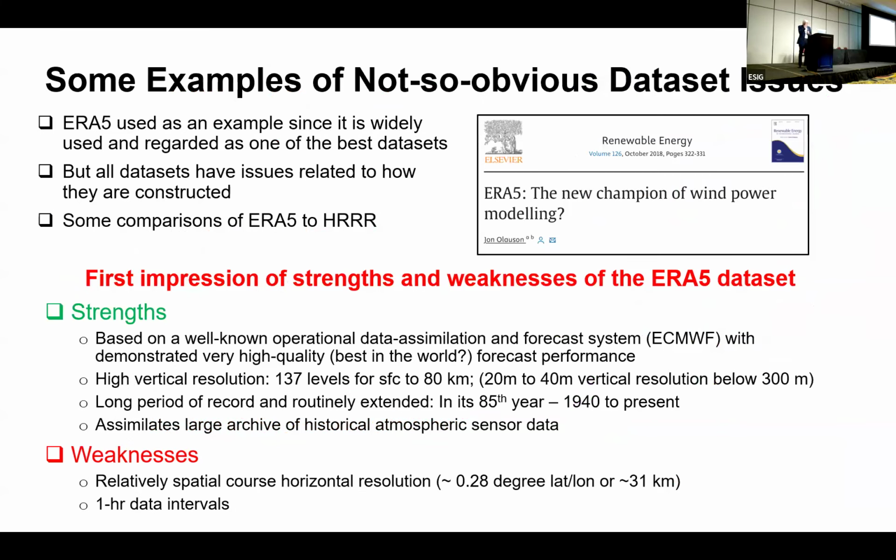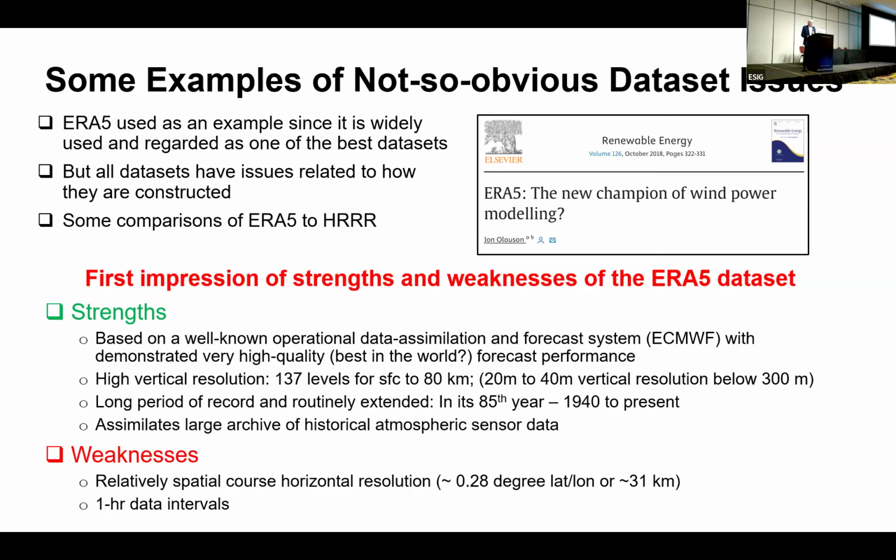So now some examples here of some not so obvious data issues in these data sets. A popular example here is ERA5, and there are a lot of papers on it. There's one from Renewable Energy, a new champion of wind power modeling. So ERA5 is, in some sense, a reference benchmark data set, right? You might call this state of the art, but certainly you can argue about that. And it has a number of strengths and weaknesses.